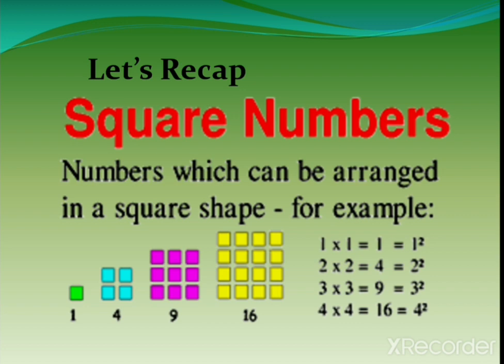Moreover, if I have the number 9, I'm going to make 9 small squares and arrange them. Once I make the arrangement, I will see that I can arrange it in such a way that its number of rows and number of columns are the same, which means it has two dimensions which are the same. So I have formed a square. All those numbers from which we can form a square are known as square numbers.